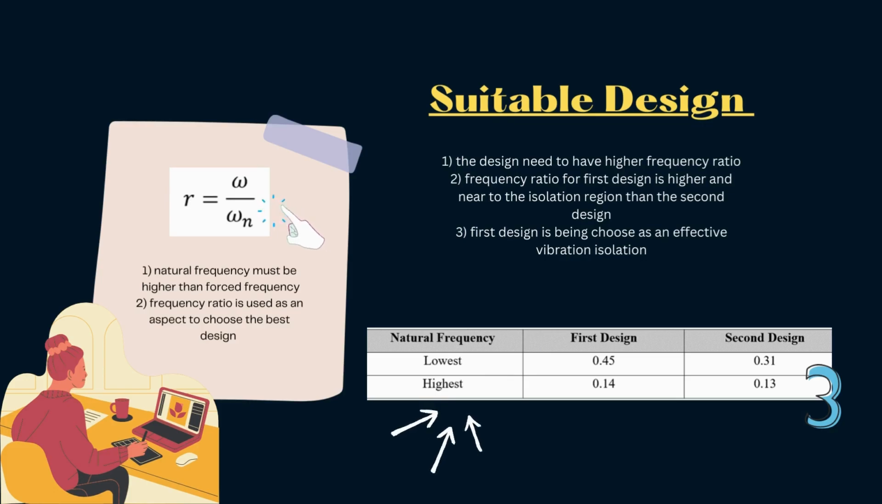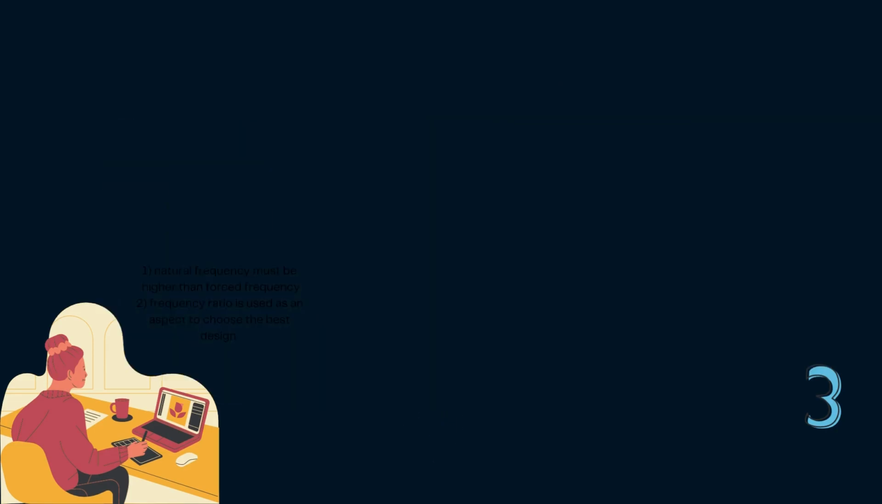Table 3 shows the frequency ratio for the first and second design. Considering the value of the frequency ratio for the first design is higher and nearer to the isolation region than the second design, the first design is chosen as an effective vibration isolation.